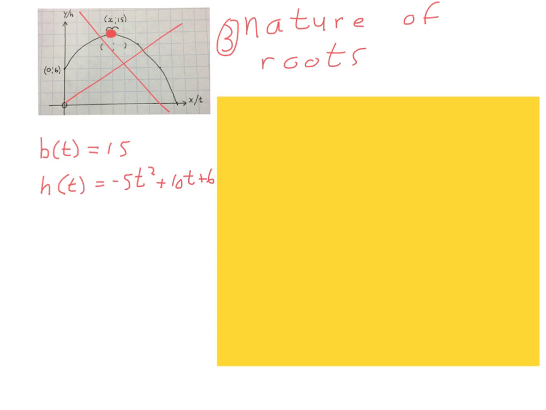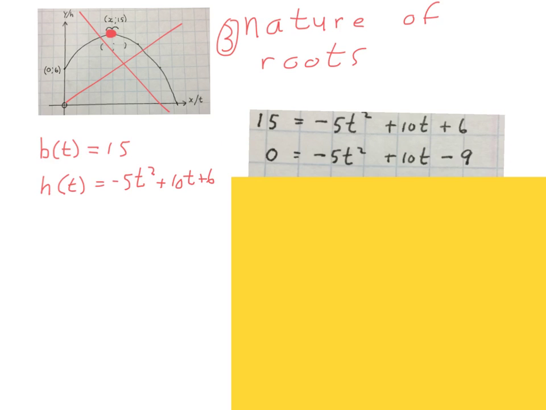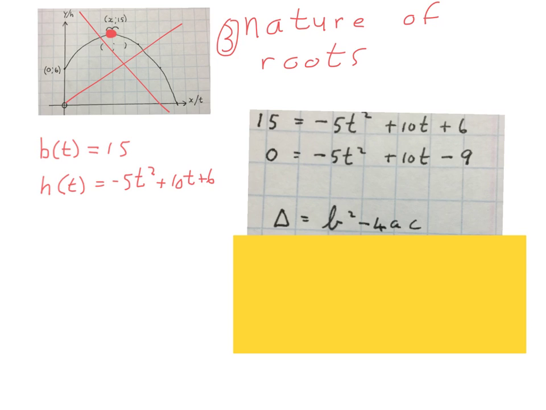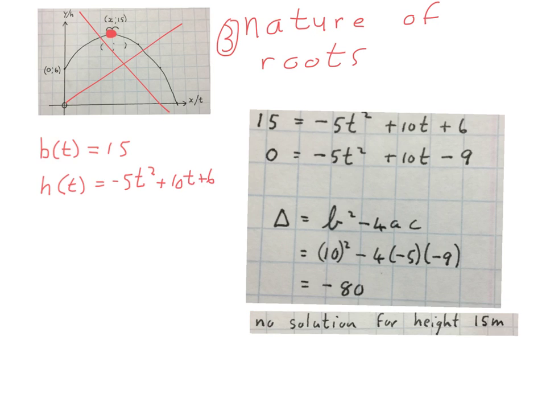The third method is to go through nature of the roots, not looking at the picture at all, not looking at the parabola itself. You take the equation, you write 15, the height of the bird, equals the equation, and you make everything equal to 0. Then you write out the formula for delta, and you work that out. That shows you the answer is negative 80. Then you write no solution for the height 15 meters. This is the worst technique.